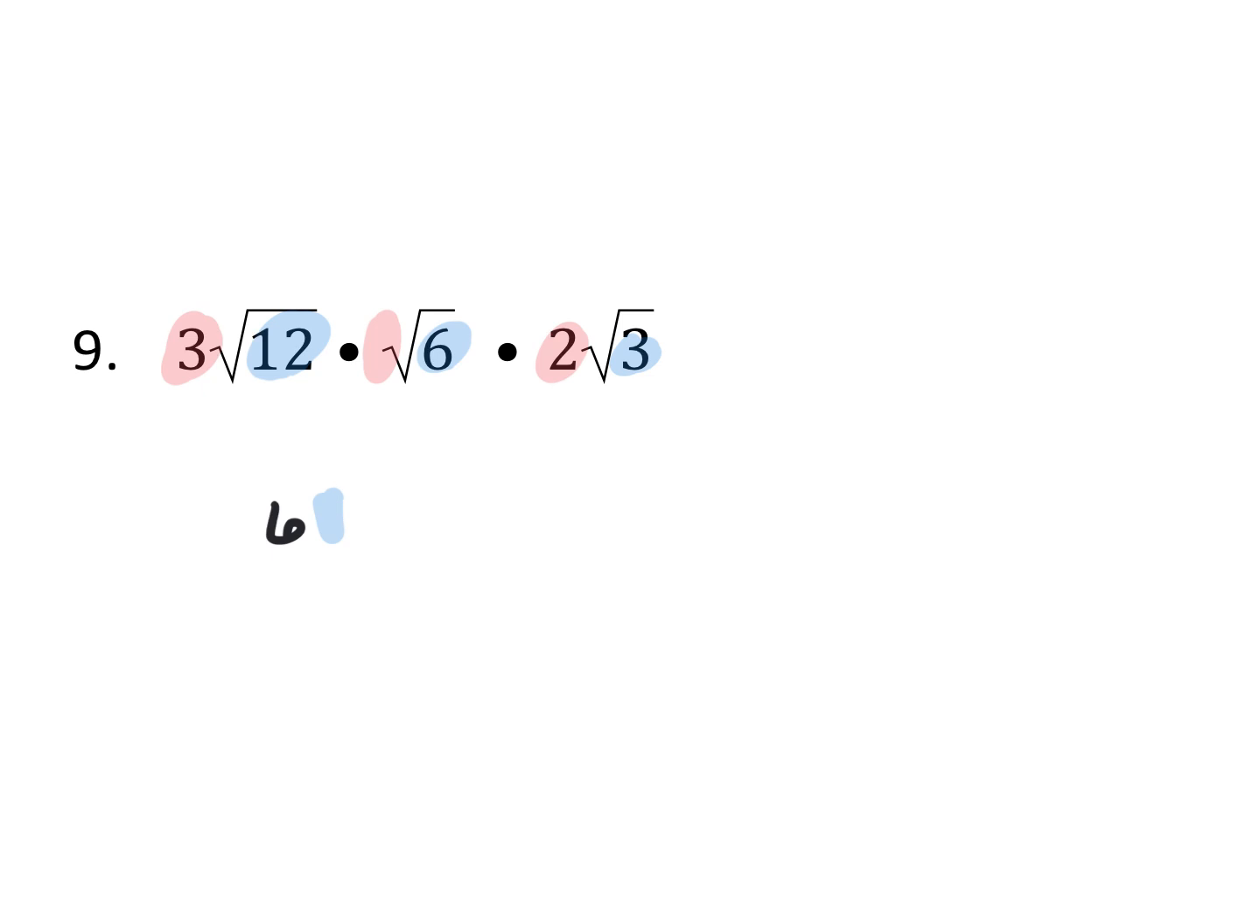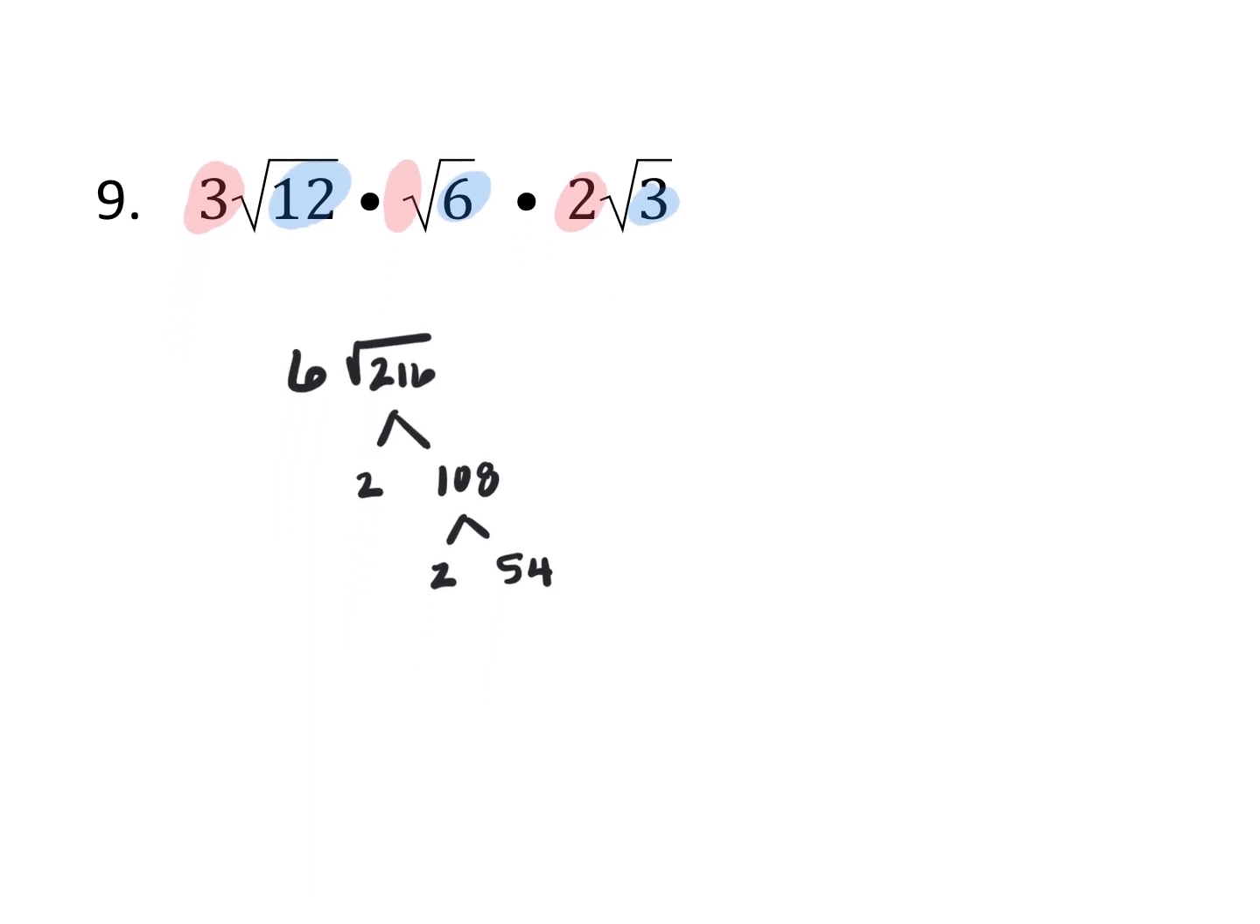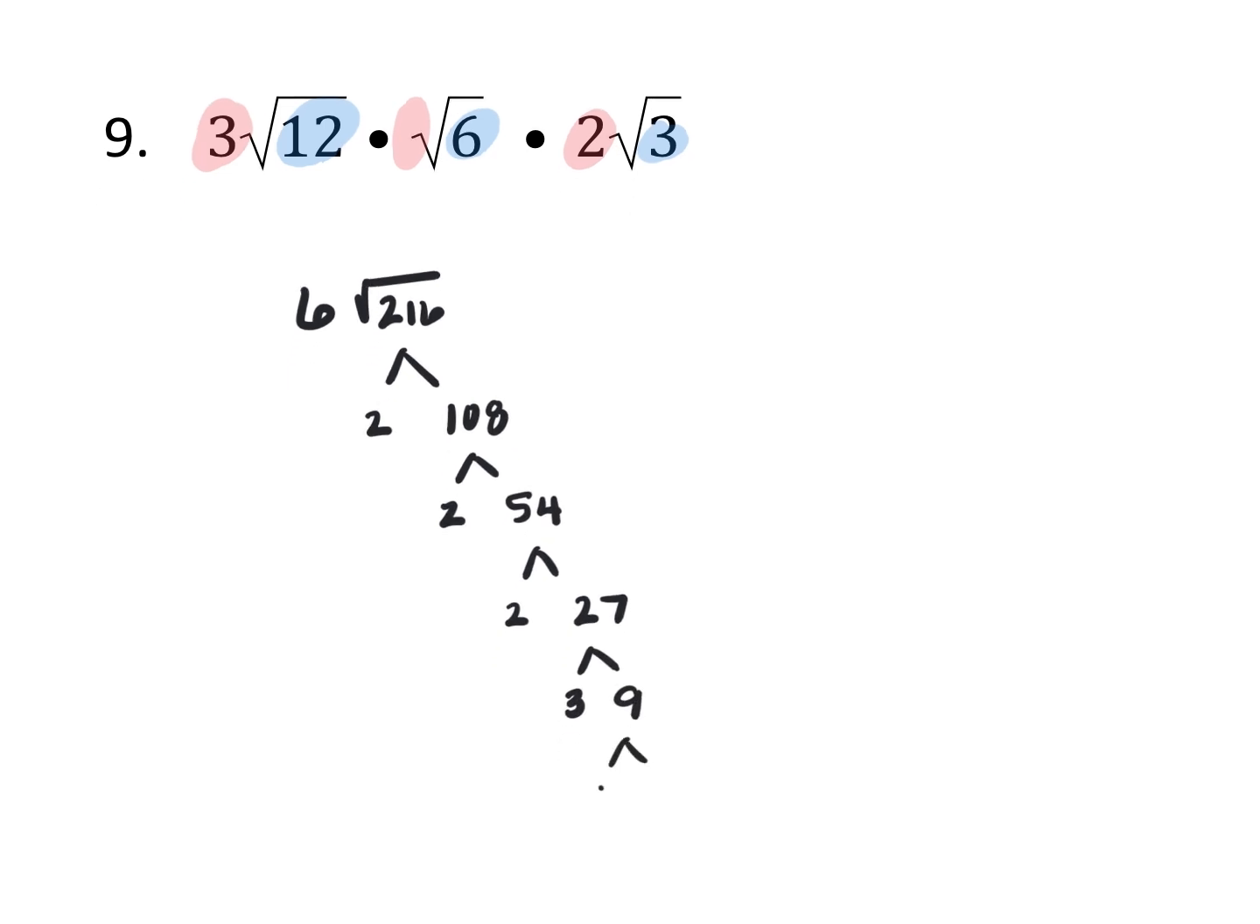I get 200. Oops, that's not what I want. I get 216, and then I'm going to break up that 216. It's even, so I'm going to divide it by 2. So I get 2 and 108. 108 is even, so I'm going to say 2 and 54. 54 is even, so I'm going to say 2 and 27. 27 is odd, so I'm going to say 3 and 9. And finally, 3 and 3.